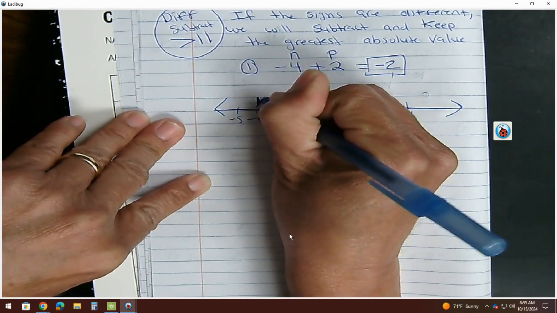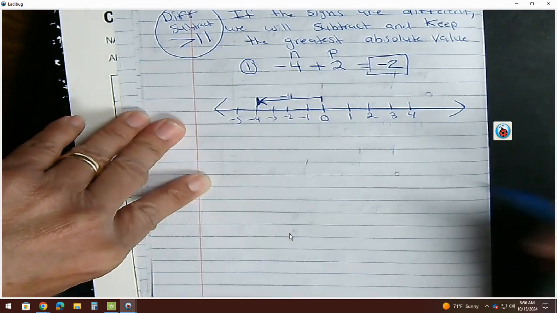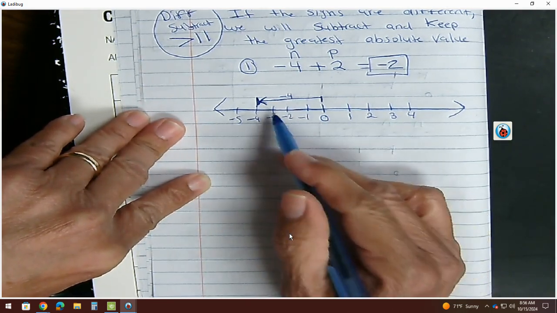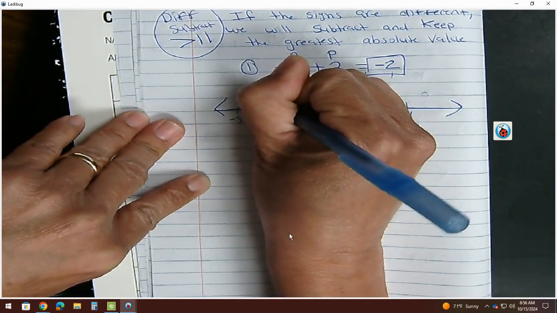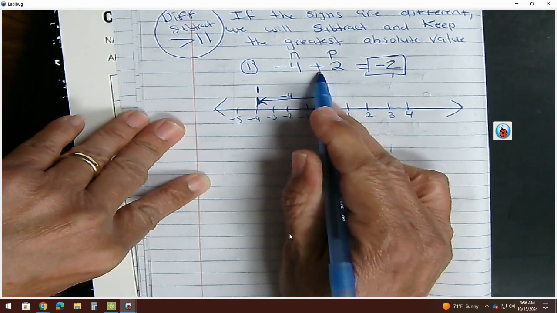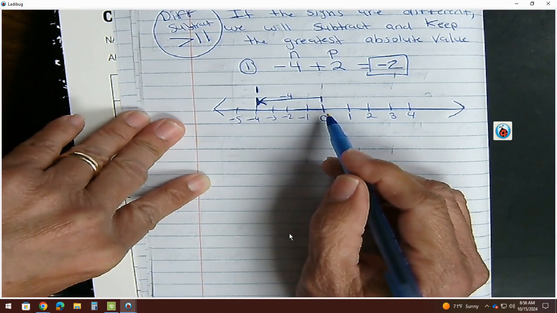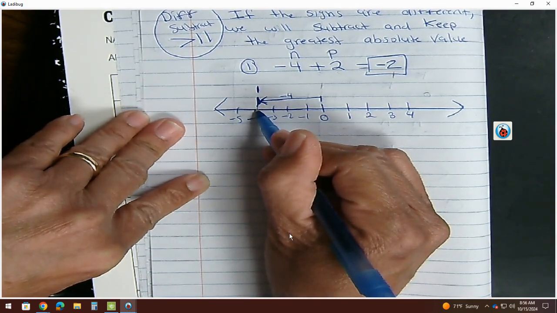And I like to draw the arrow to show the first move. We went to the left. We lost what? 4. So right now we're at negative what? 4. Now make another tick mark because then we did what? Then we gained 2. When you gain 2, what's going on? You're moving to the right now. So here we go. From negative 4, I'm going to move to the right 2.